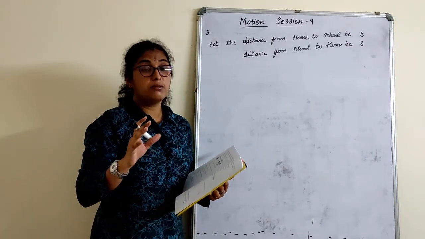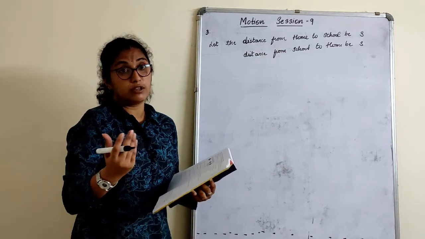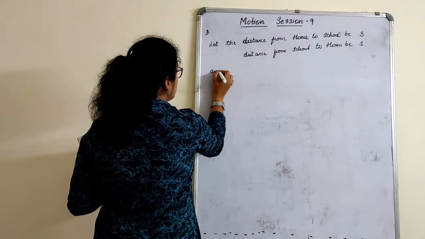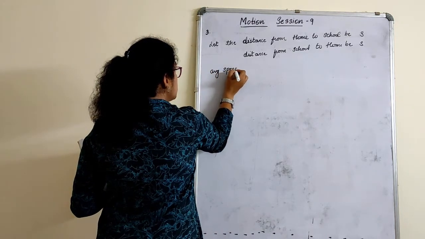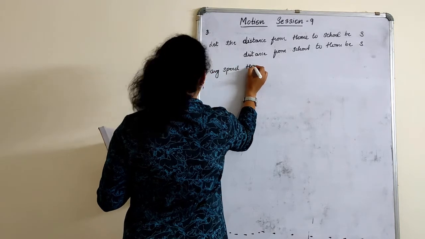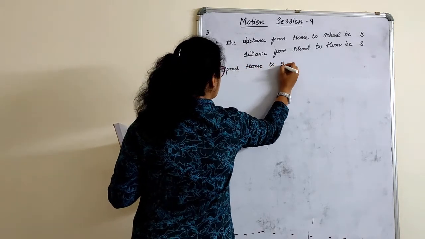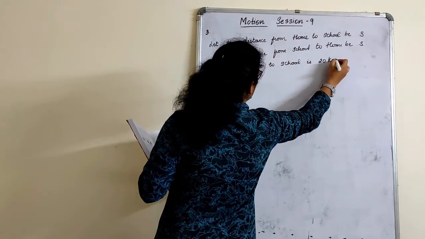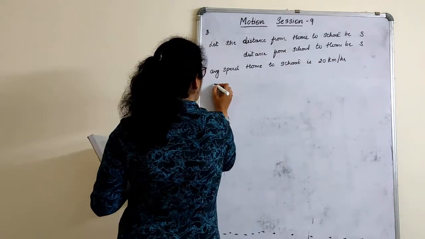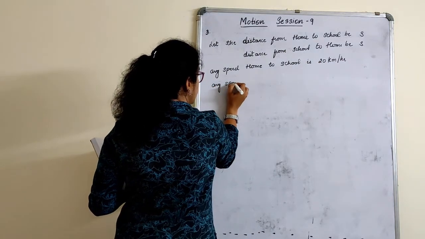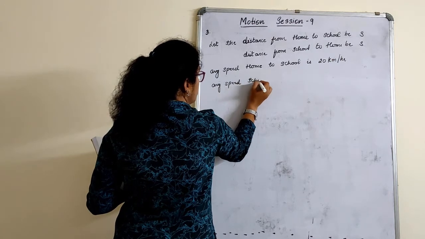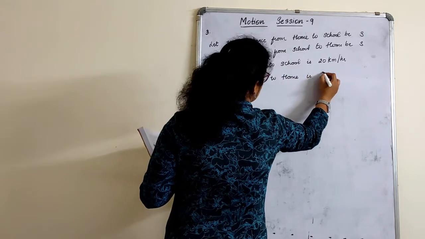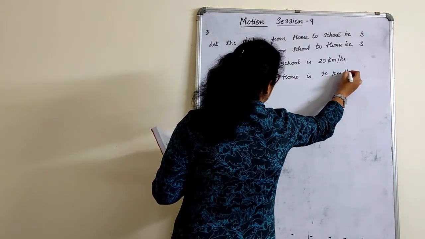Time might change here, but what will, with respect to the speed at which he is traveling? Then what they have given here is average speed from home to school is 20 km per hour, and average speed from school to home is 30 km per hour.